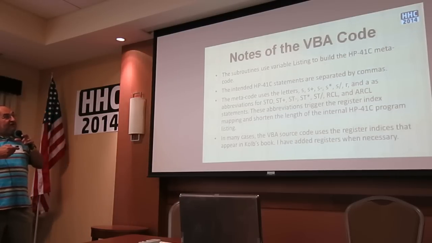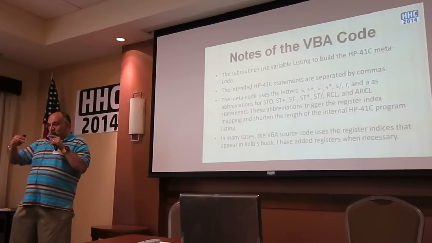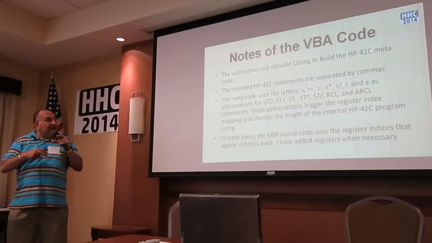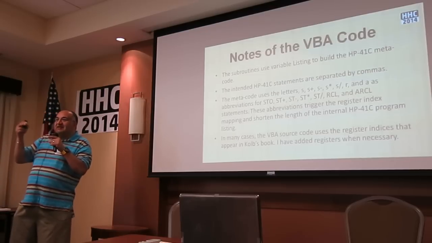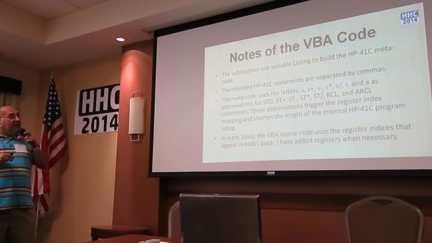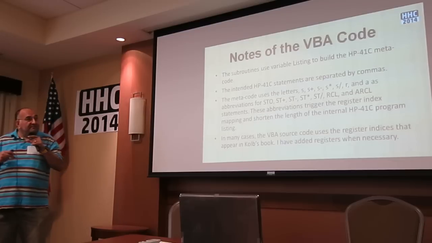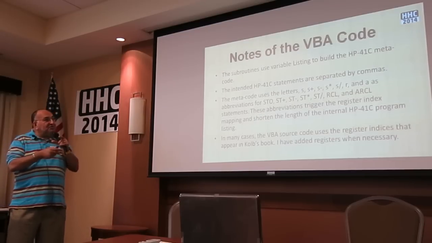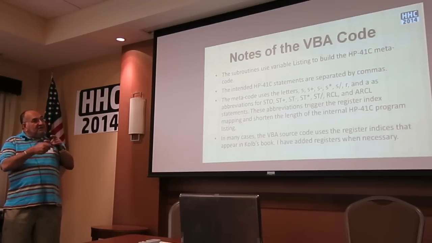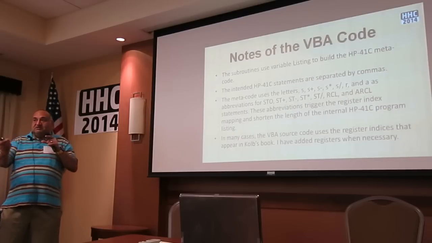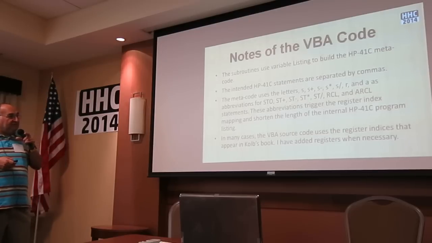The program uses a string variable listing to build the program, and instead of being vertical as we're used to, it's actually horizontal. The statements are separated by commas, which had actually some advantages. And because I'm doing linear regression using a lot of store and recall, I decided to make those strings shorter, using the letters S, R, and A as abbreviations for store, recall, and alpha recall, because I'm pulling the results to display to you in the alpha register.